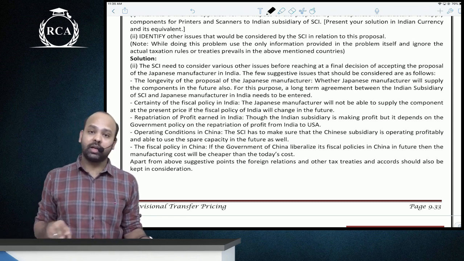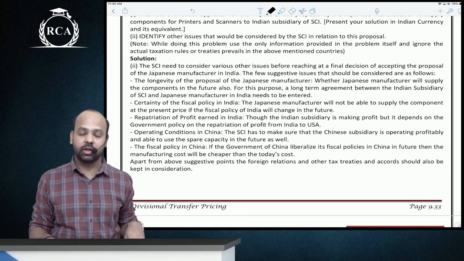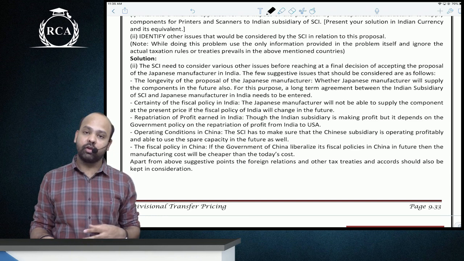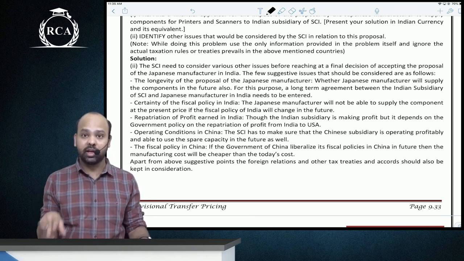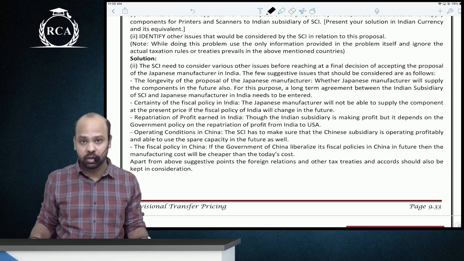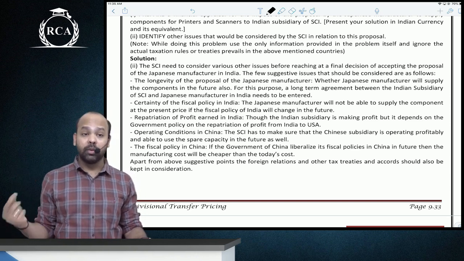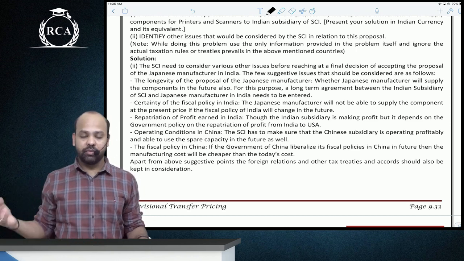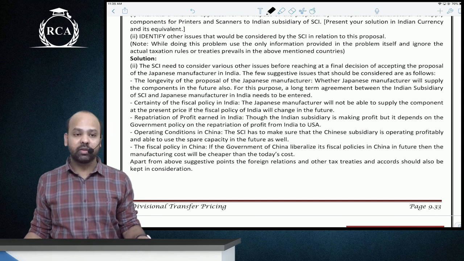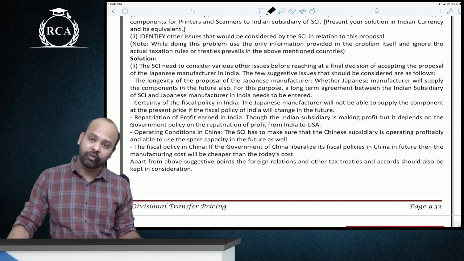The next question is, what if there are changes in fiscal policy of India, changes in fiscal policy of China? What if the changes in fiscal policy of India make it more difficult for the Japanese manufacturer to manufacture in India, in turn affecting his ability to supply here? What if the fiscal policies of China become more liberal, guys? We have to write something against this. There the cost of production comes down, and it is more advantageous to procure from them.